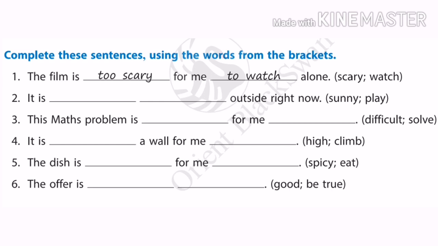The film is too scary for me to watch alone. The next one: it is dash dash outside right now. Two words are given in the brackets, sunny and play. The first word is sunny, so the sentence will be like this: It is too sunny to play outside right now. Likewise, complete this activity and check the answer keys in the Google Classroom.